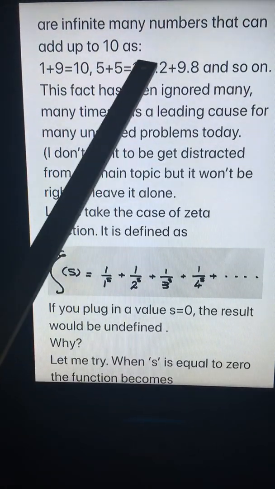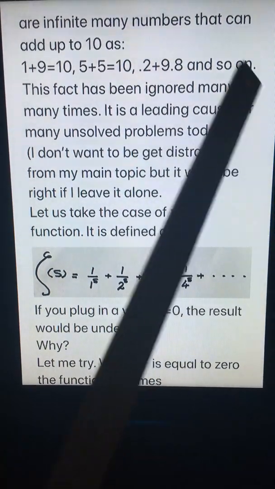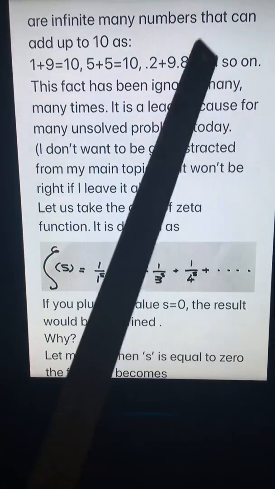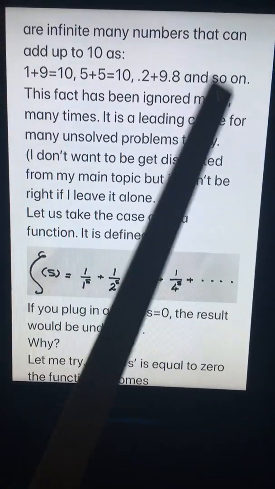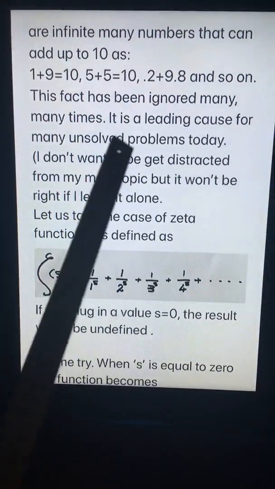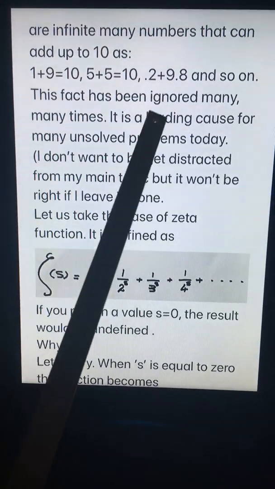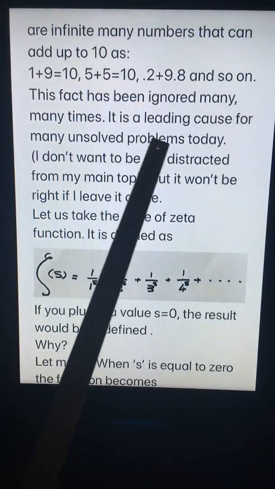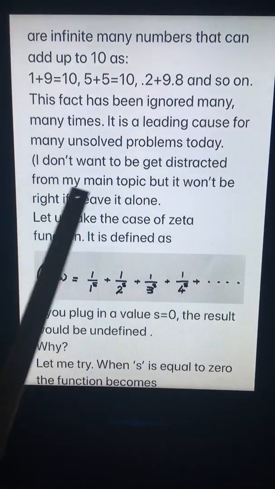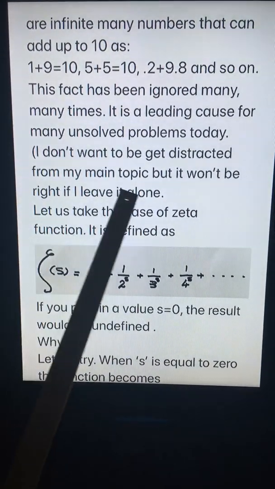It's the same thing we had in the previous video: the perimeter of any rectangle cannot be recovered from its area. So this fact has been ignored many times. It is the leading cause of many unsolved problems today. I don't want to get distracted from my main topic, but it won't be right if I leave it alone.